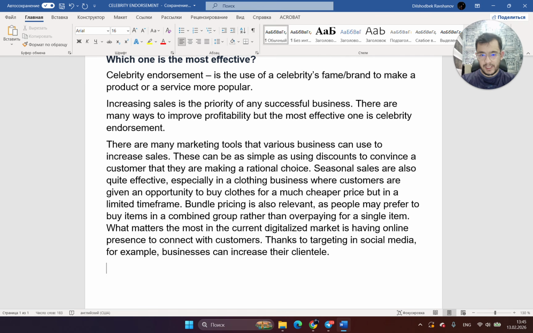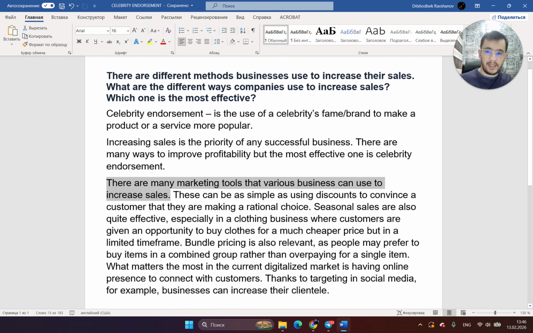Bundle pricing is also relevant as people may prefer to buy items in a combined group rather than overpaying for a single item. What matters the most in the current digitalized market is having online presence to connect with customers. Thanks to targeting and social media, for example, businesses can increase their clientele. Yeah, bundle pricing, seasonal sales, discounts, targeting. That's why I said many. So this was the point about this main body, because I was saying many of these tools can be described in one main body, but more like mentioning them and not exploring them fully, because the only larger concept that I want to explore is celebrity endorsement.